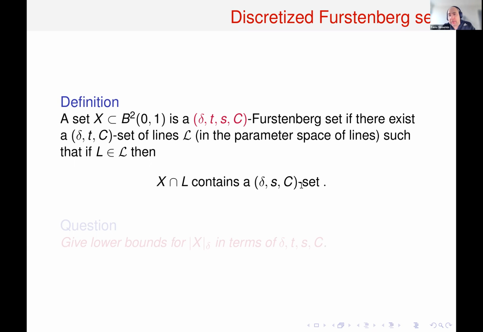Unlike Hausdorff dimension, it's not true that if a set contains a delta-s-C set, it is automatically a delta-s-C set. If a set contains a set of dimension at least s, it has dimension at least s. But at this discretized level, you see things are not so simple, so we have to assume this. Now we have more parameters: we have t and s, but we also have delta and C. Delta is going to tend to 0, it is our scale. And C you should think of as a constant, but as we will see in the next slide, it is sometimes important that C can actually grow with delta. As delta goes to 0, C can grow.